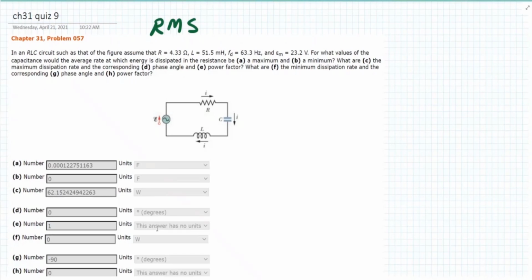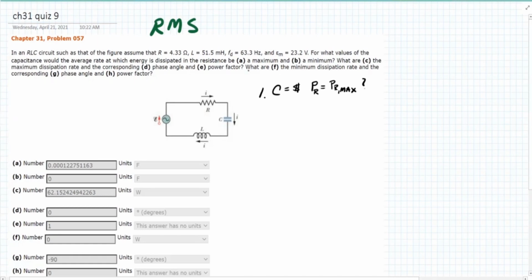We have an RLC circuit. For what values of the capacitance would the average rate at which energy is dissipated in the resistance be a maximum? So let's talk about part A. Part A is we're finding out what is the value of the capacitance so that the power dissipated in the resistor is a max value. I'll write it like that. Okay. That's what part A is saying.